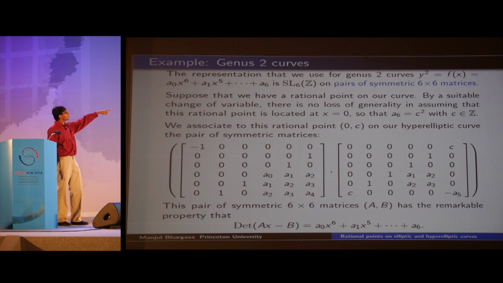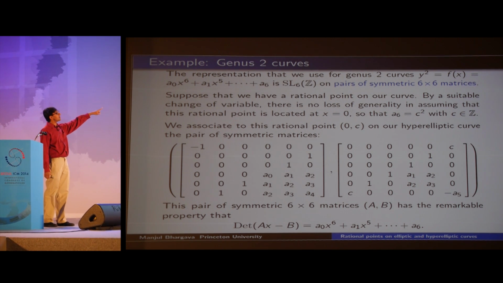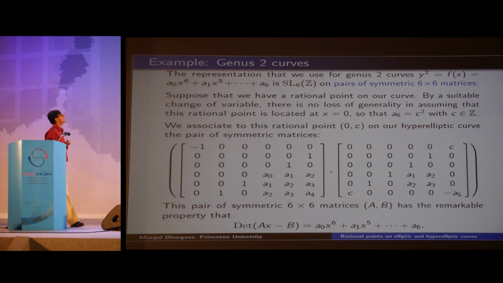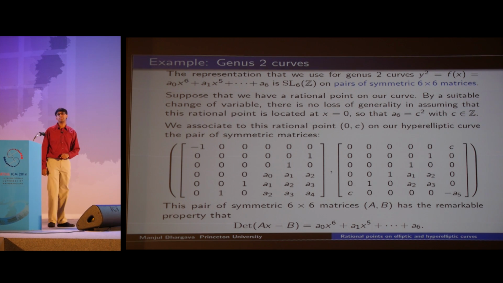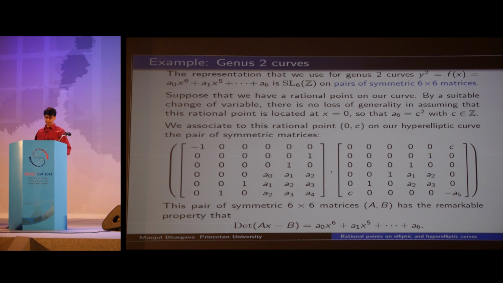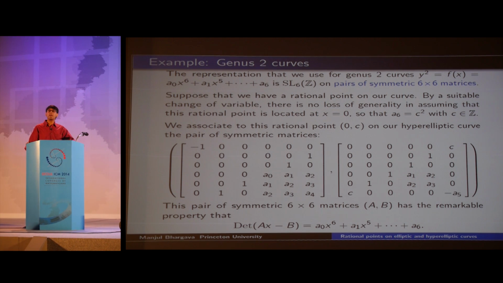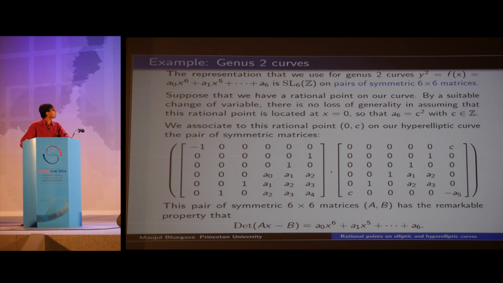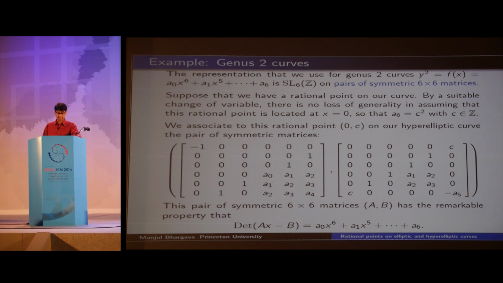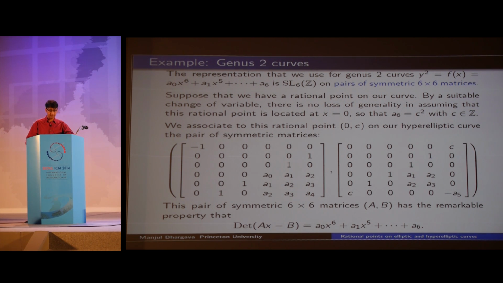Because if your polynomial takes a square value, you get such a pair of symmetric matrices. On the other hand, we show by geometry of numbers arguments that most polynomials f of x don't have such an A and B, such that the determinant of Ax minus B is f of x. And that's the argument, and that's very typical of the arguments for many of the theorems that I talked about today. It's about finding correct maps into places where you can count things and show that they're rare.